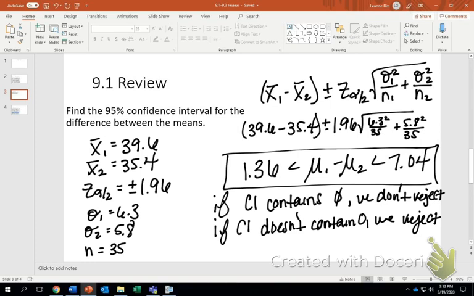We can look at our confidence interval. It's between about 1 and 7. It does not contain our 0, so therefore we would have to reject the claim, which is matching what we did in our previous problem, where we did reject it because our test value was bigger than 1.96.